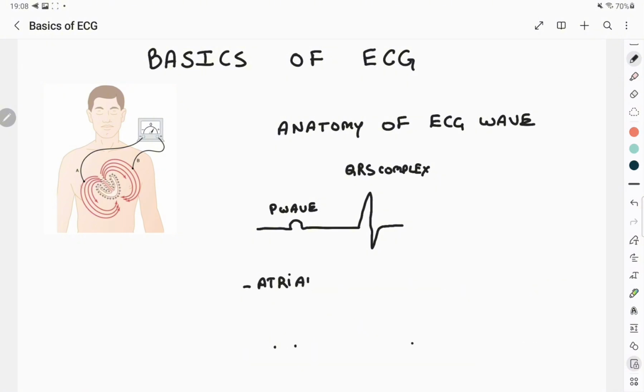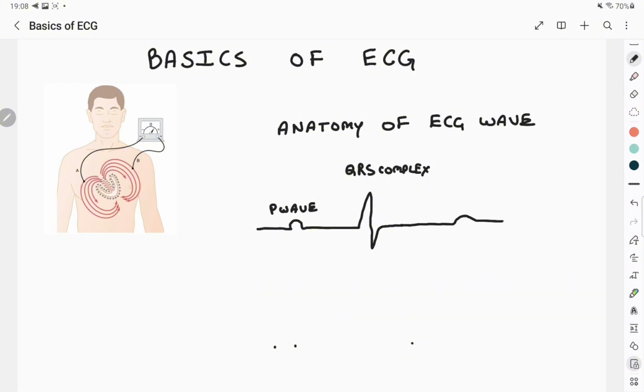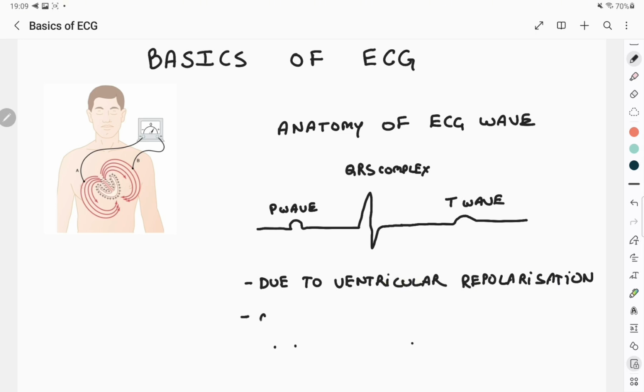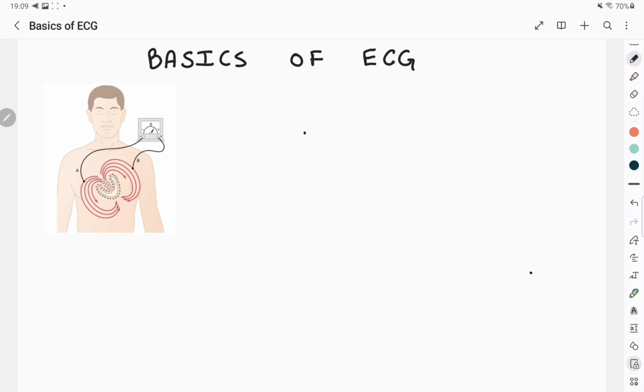The atria repolarize at this exact same time. However, the ventricular spike is so massive that it completely swallows and hides the atrial repolarization wave on the graph. The third wave is the T wave, the ventricles chemically and electrically resetting back to their resting state. This occurs 0.25 to 0.35 seconds after the QRS complex. Because this reset process happens slowly across different fibers, the T wave is wide and smooth.